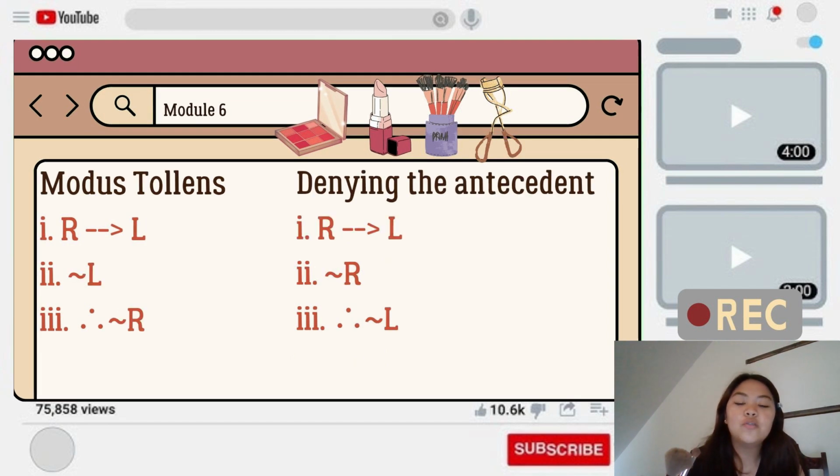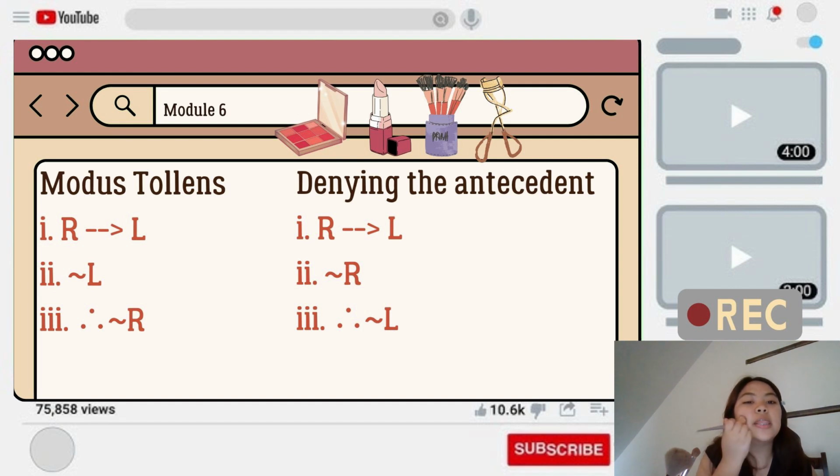Next, the opposite of modus ponens is modus tollens, which is simply the negation of the consequent from a conditional statement leading to the negation of the antecedent. The structure looks like this. Premise 1, if R, then L. Premise 2, not L. Therefore, not R. If we use it in an example, premise 1, if it rains, then the ground will be wet. Premise 2, the ground is not wet. Therefore, it is not raining.